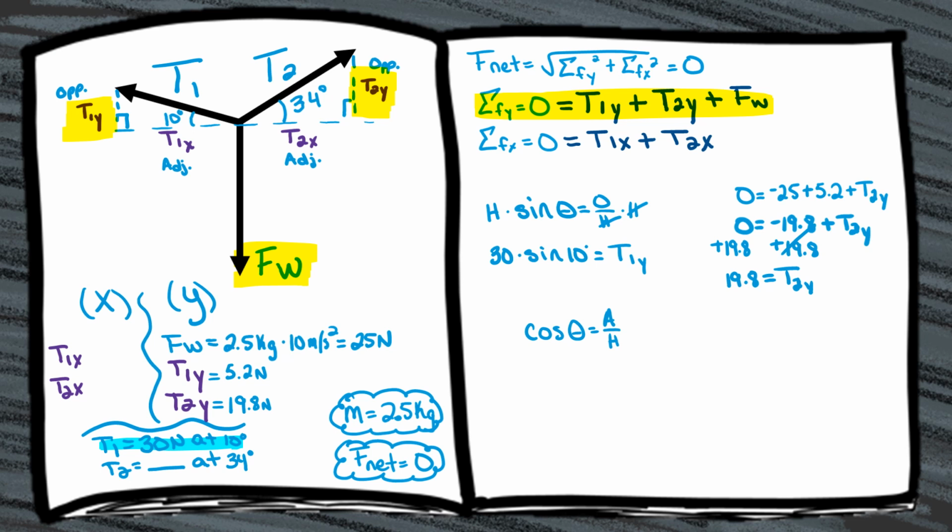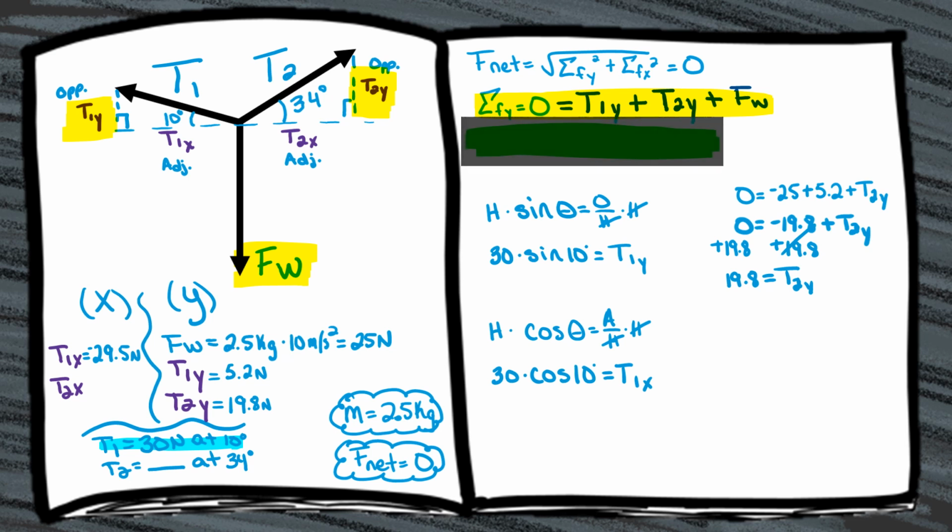So we must first multiply the hypotenuse on both sides, and it ends up resulting in hypotenuse times cosine of theta equals adjacent. So now we just need to plug in all our known values, and in this case we know that the hypotenuse is 30 newtons, theta is 10, and the adjacent is tension number 1 x component, which results in 29.5 newtons. So what else does this tell us based on what we know?